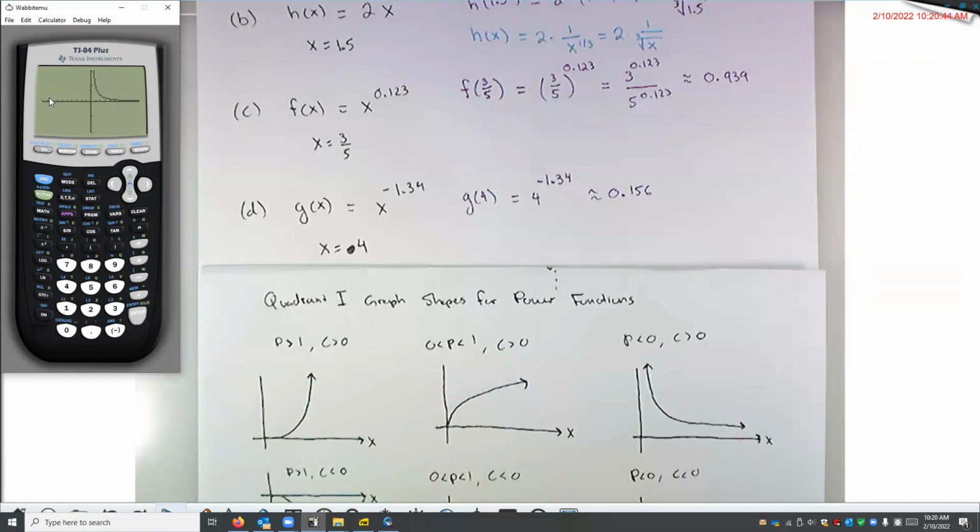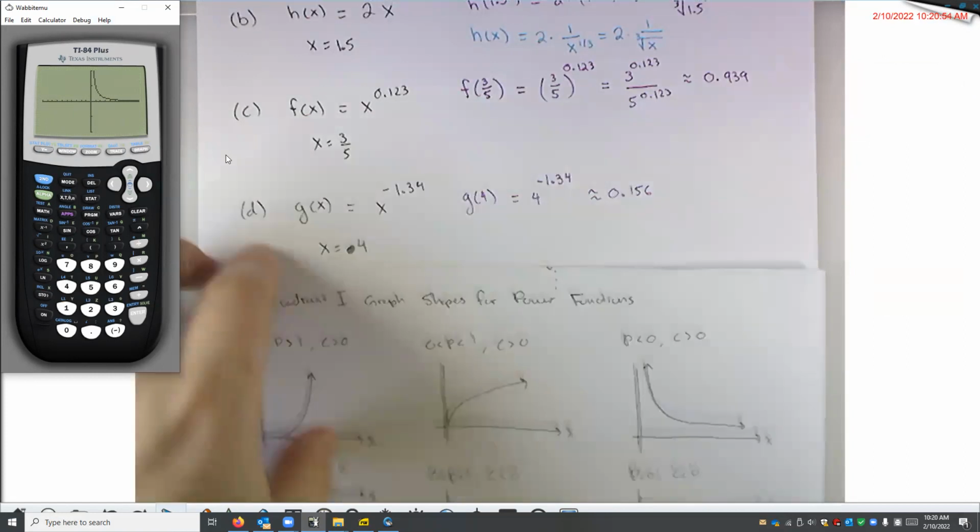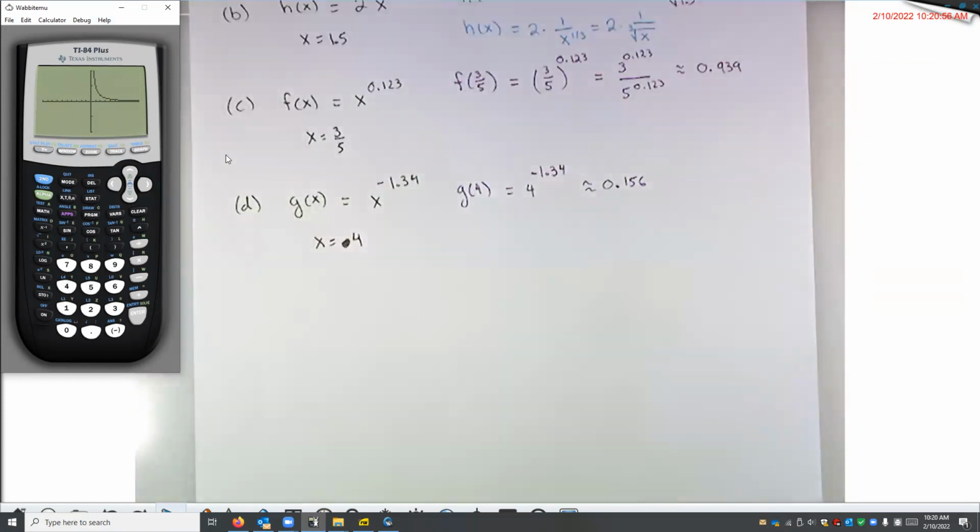Again, I don't have anything in this quadrant because that will only show up if you have an odd integer, and it would be up here if we had an even integer. All right.